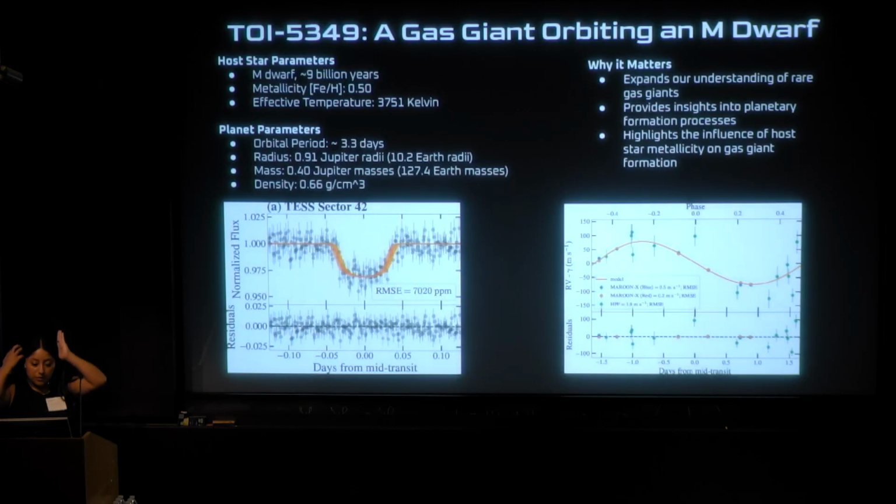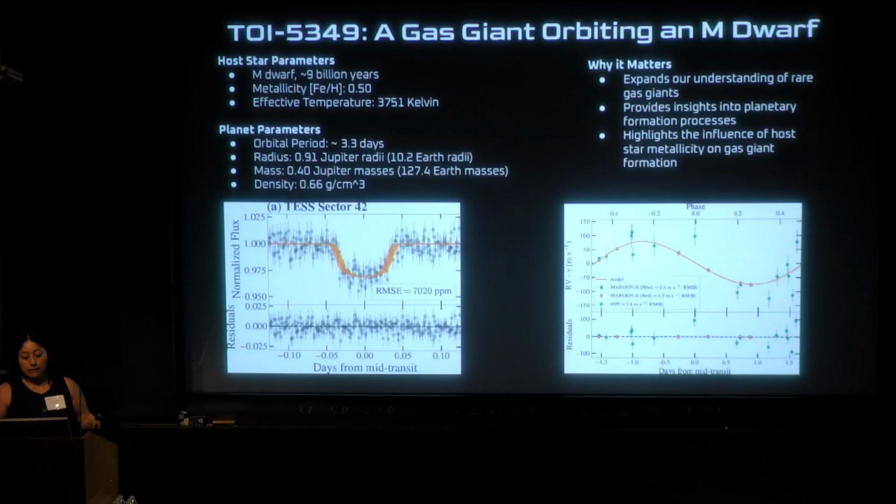Okay, so TOI 5349 is a system containing an M dwarf that is approximately 9 billion years old, has an effective temperature of 3751 Kelvin, and a metallicity of 0.50 dex, which I'll come back to later because it's important for understanding how planets form.